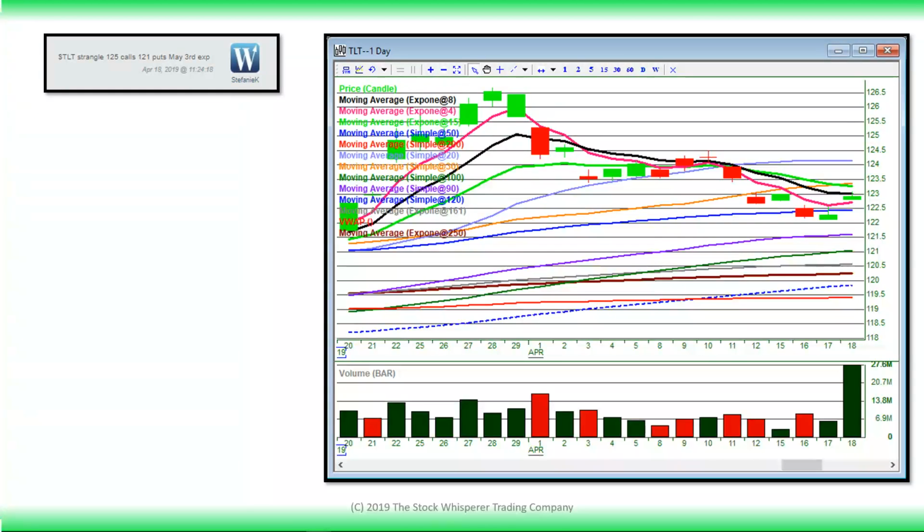The print happened at, let's just say 123 because it was 122.98, right? So I went $2 out of the money on the calls and $2 out of the money on the puts. So hold on a minute. Here, 125 and 121, really far out, and I'm giving it time. We're at April 18th, so right now I have until May 3rd. That's quite a few weeks, about 3 weeks, I think.